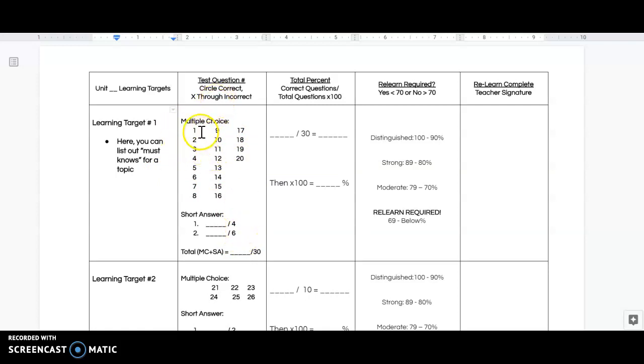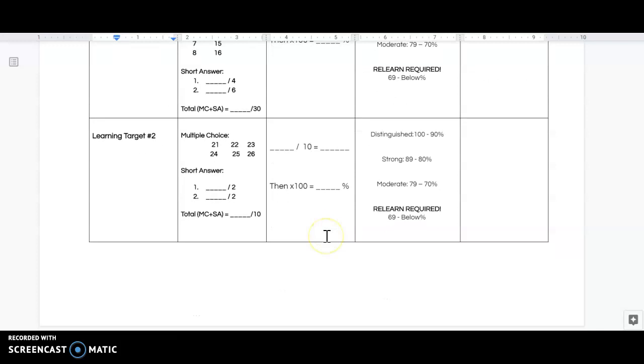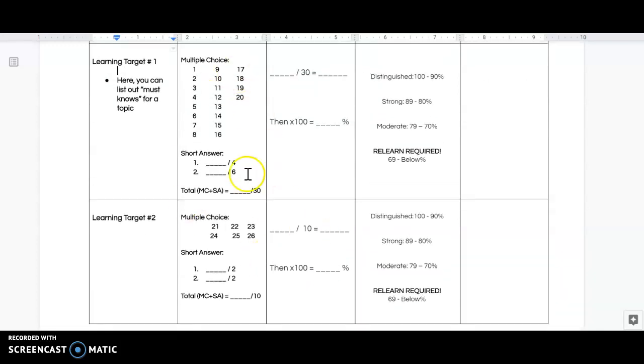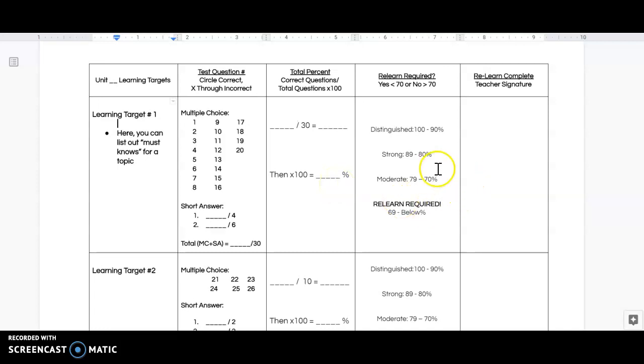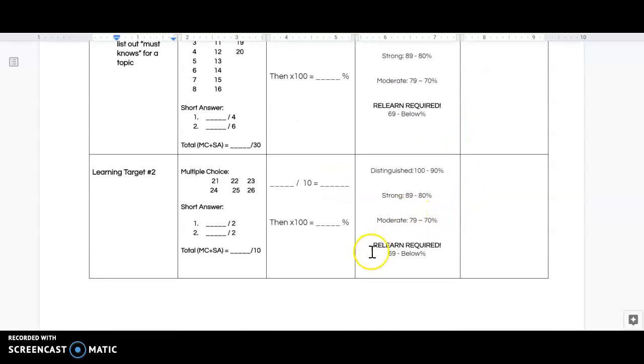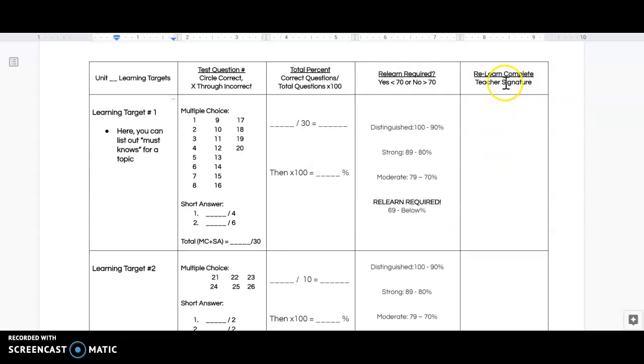And then students can come through and circle ones they got right, X through ones they got wrong, put how many points they got for short answer, figure out their total for that learning target, and then what percent they got. And then they could circle their achievement level. You could add on as many learning targets as you need and change this around. Students could see, okay, I'm distinguished in this category, but I have some relearning to do for learning target 2. And then this would be whatever relearn process the teachers decide, they could have a section for a signature on the student's sheet that they completed that relearn process.